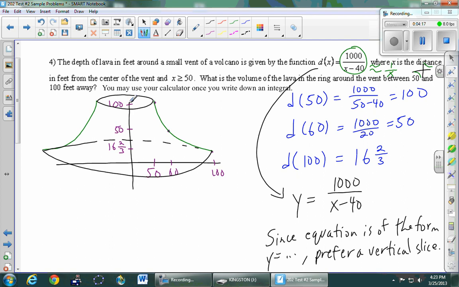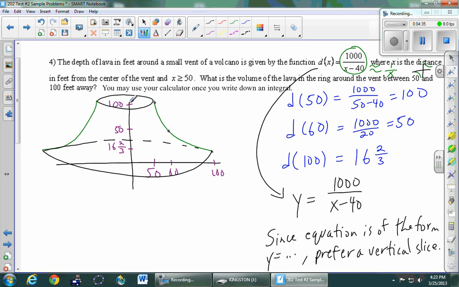Now, if you wish, you can use a horizontal slice. It means you'll need to solve that black equation for x, which is not the end of the world. And in fact, you might try as a challenge to do this problem again, but with a horizontal slice. And you better get the same answer. We're going to go ahead and do this with a vertical slice.